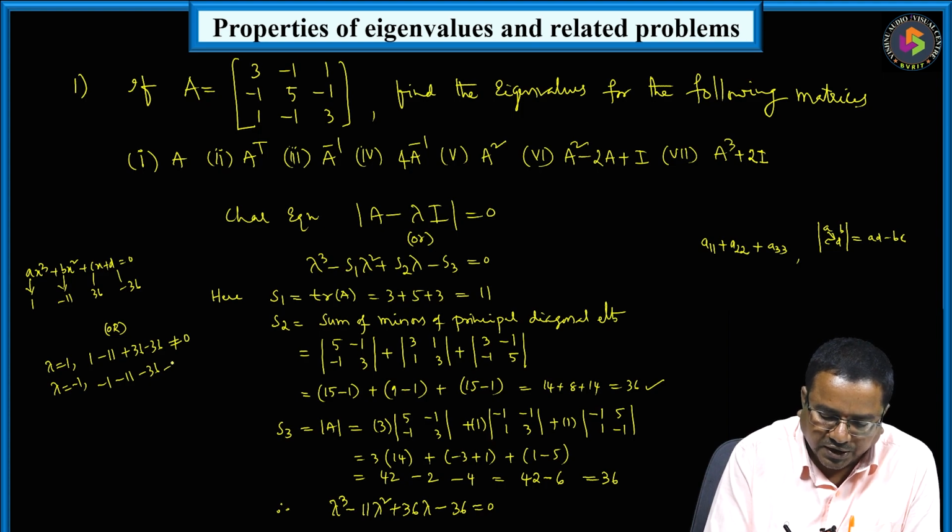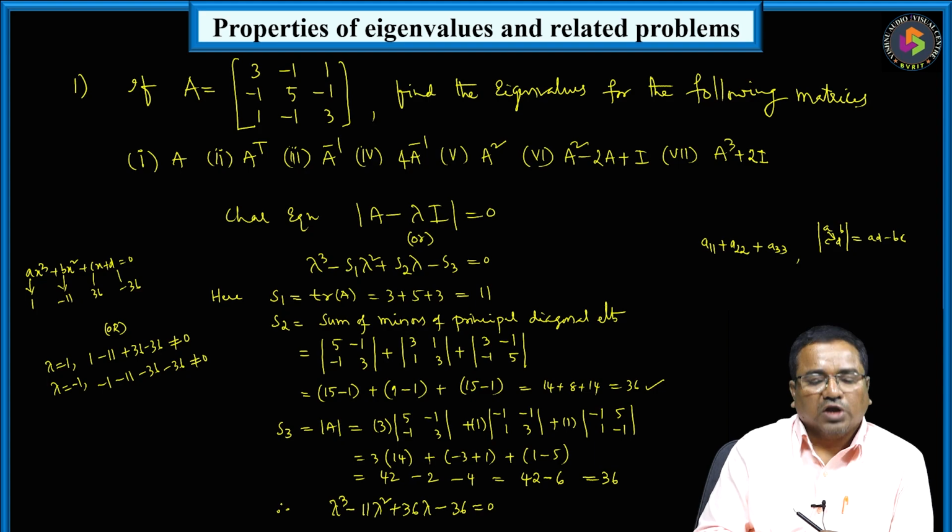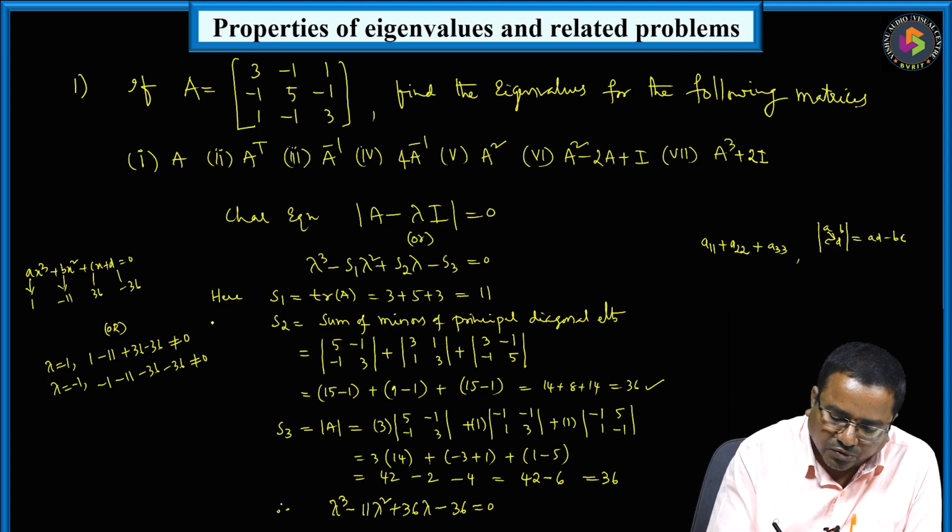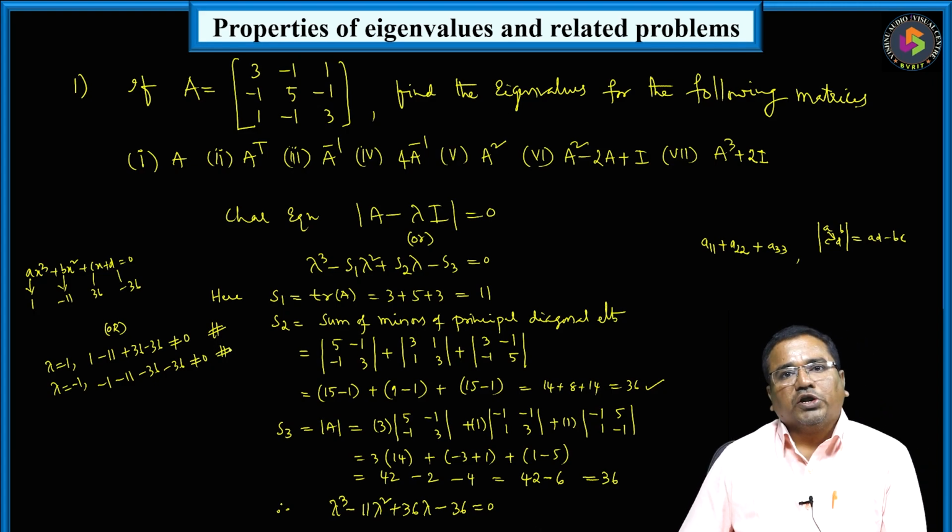Then 36. You won't get 0. Therefore, it is also not a root. So lambda is equal to 1 is not a root. Then lambda is equal to minus 1 is also not a root.